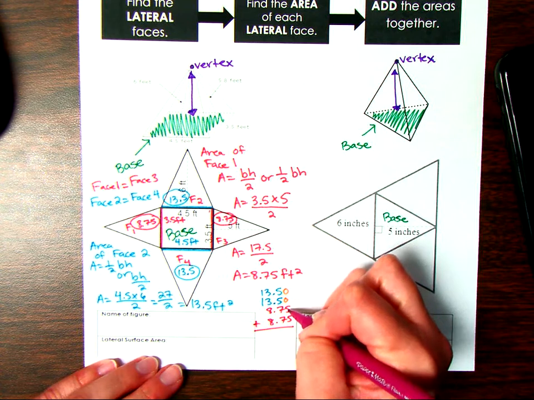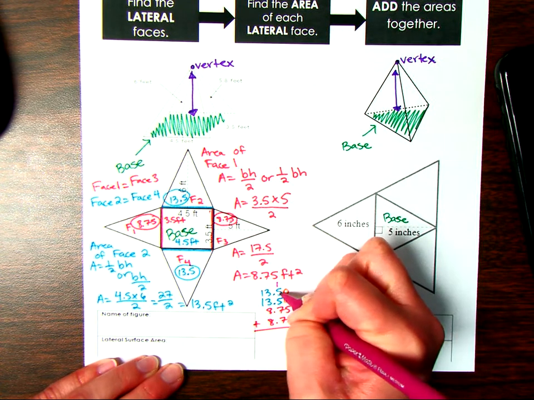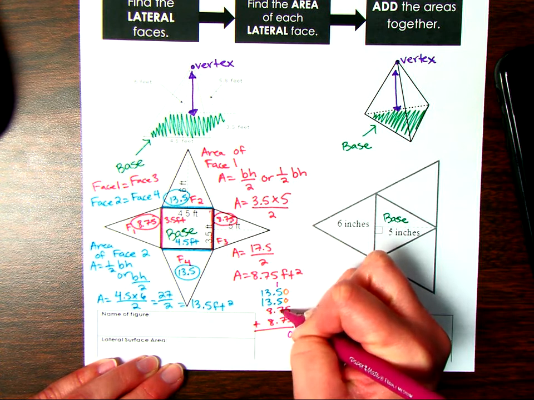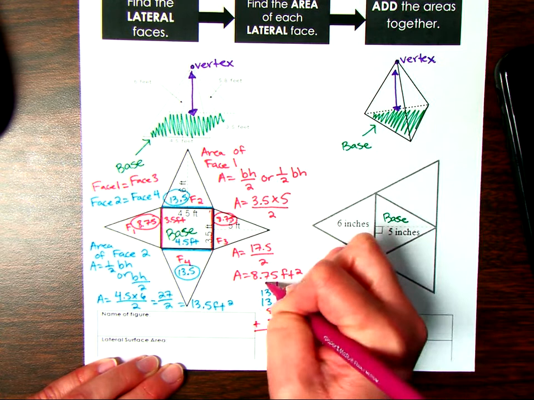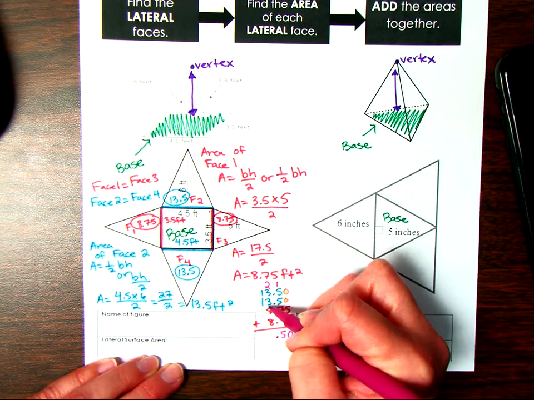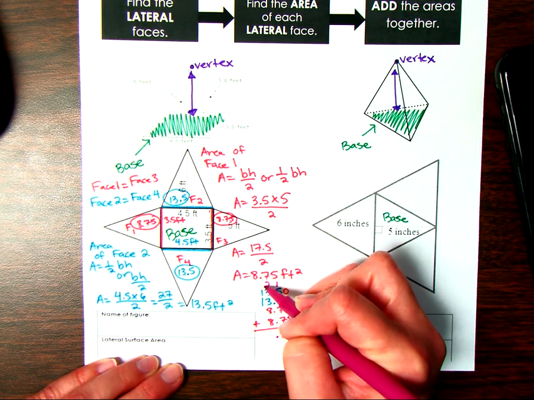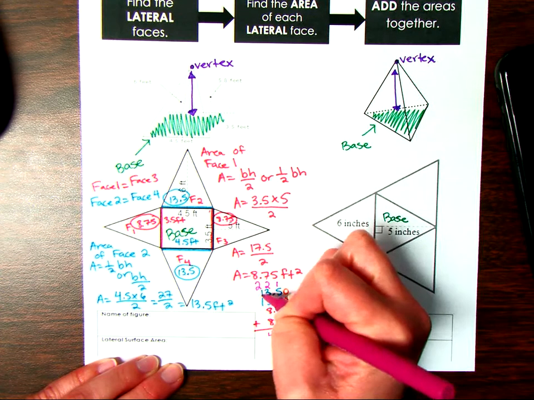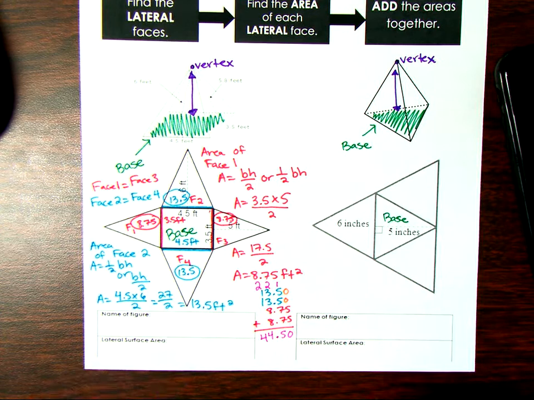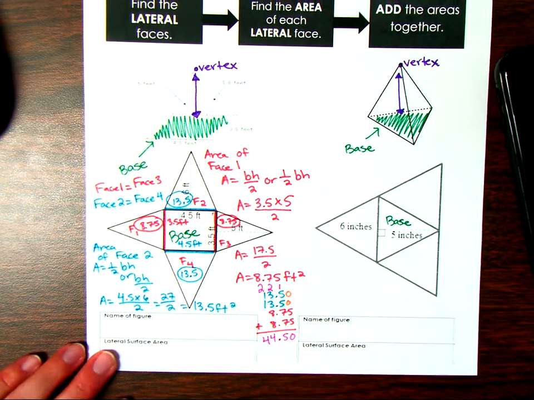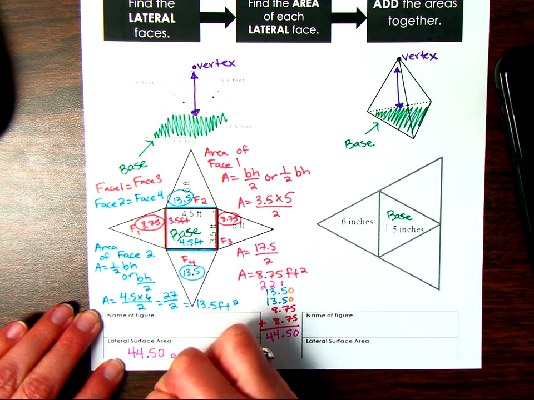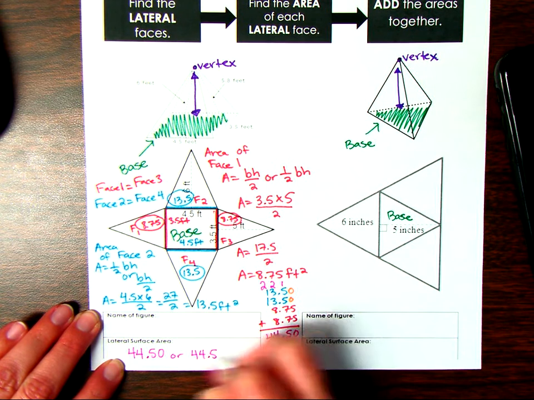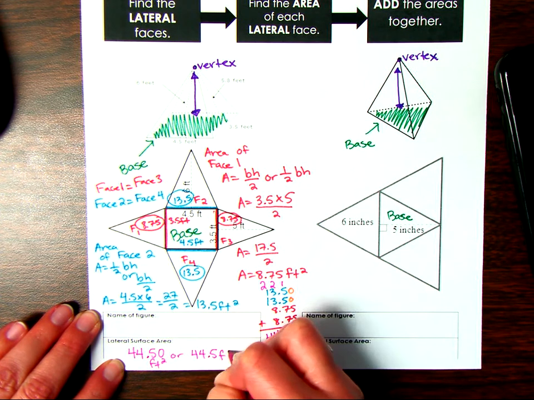We'll get our final answer. So 0 plus 0 plus 5 plus 5 is 10. 7 plus 7 is 14, so that's 24, plus 1 is 25. Bring down the decimal. So the lateral surface area, that means the area of all the lateral faces, all 4 of those triangles, is 44 50/100, or you can say 44 5/10 square feet.